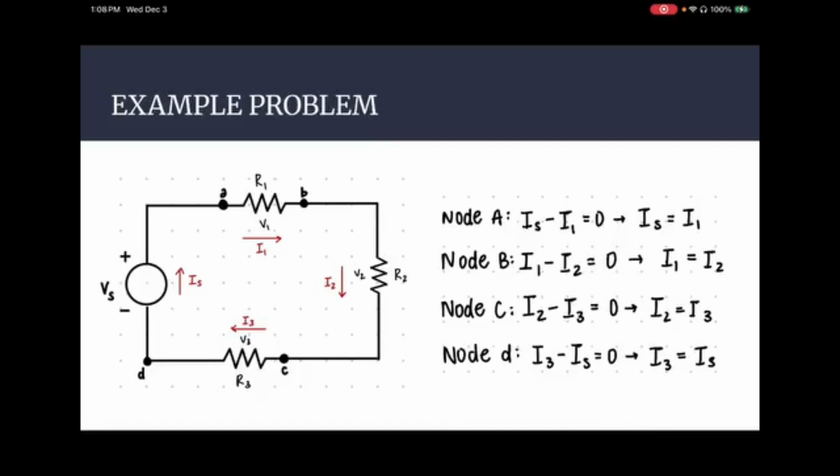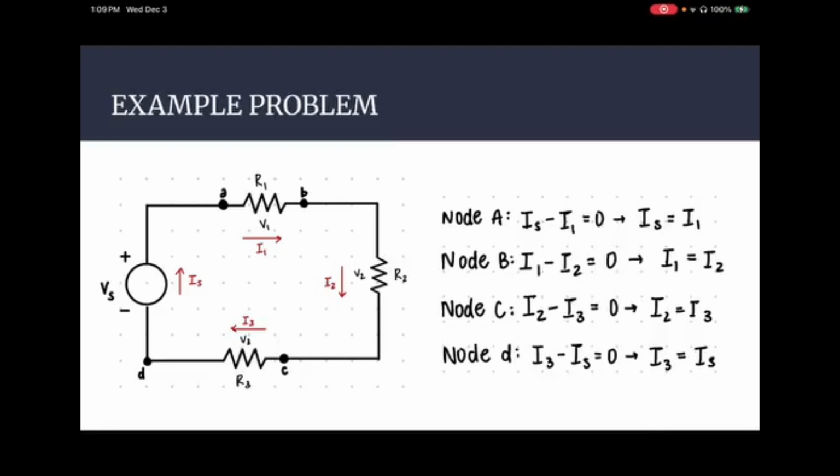At node A, current enters from the source on the left, and the same current I1 leaves toward the resistor R1. So the equation is I source minus I1 equals 0. At node B, I1 enters from the left, and the same current I2 leaves downward through R2. The equation is I1 minus I2 equals 0.